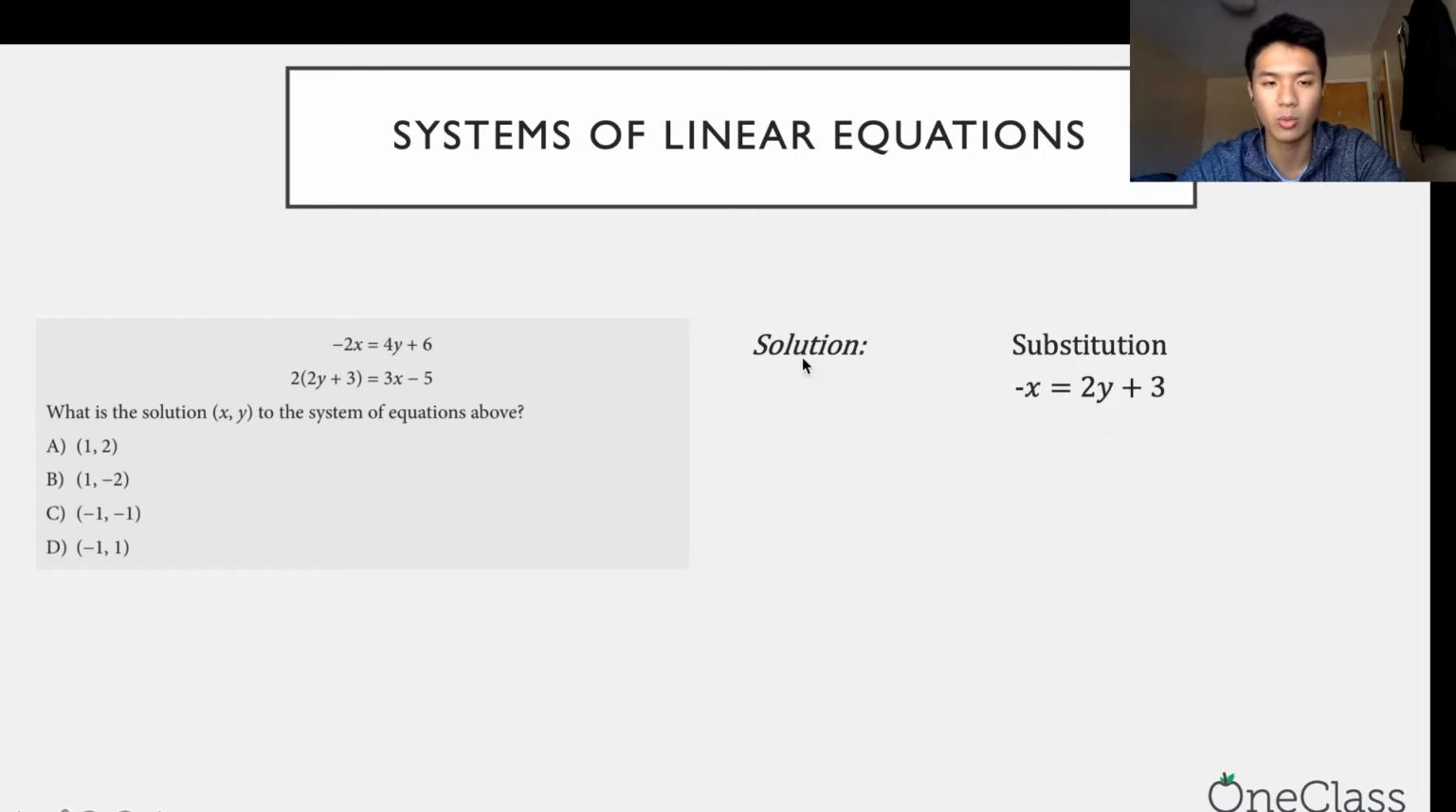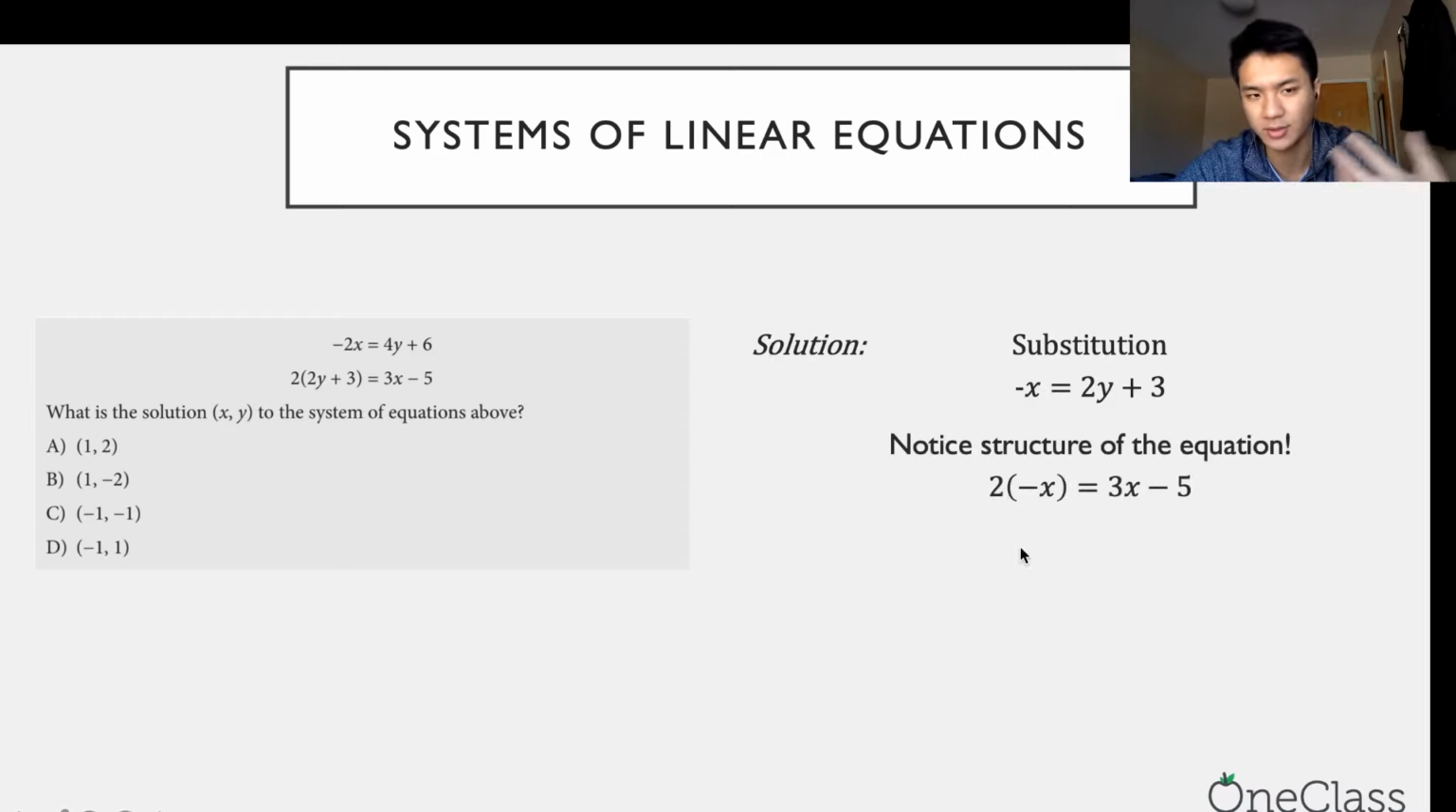So instead of substituting in for x, we're substituting in for 2y plus 3. And so anywhere on the second equation where the term 2y plus 3 occurs, we can switch that out for negative x. What does that look like? That's going to give us 2 times negative x equals 3x minus 5. Right? And so here we can multiply out.